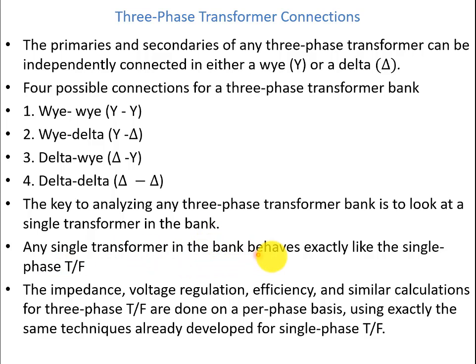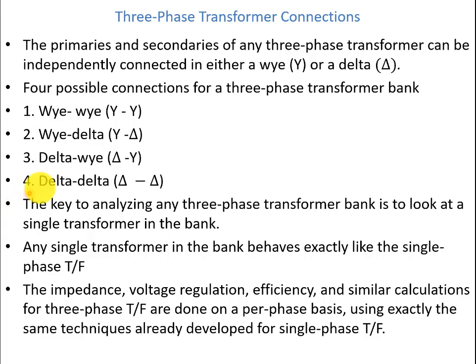The key to analyzing any three-phase transformer bank is to look at a single transformer in the bank. Any single transformer in the bank behaves exactly like a single-phase transformer. So the impedance, voltage regulation, efficiency, and similar calculations for three-phase transformers are done on a per-phase basis using exactly the same techniques already developed for the single-phase transformer. The purpose of this statement is that we will not calculate all these parameters again and again, because we can do the same on a per-phase basis.